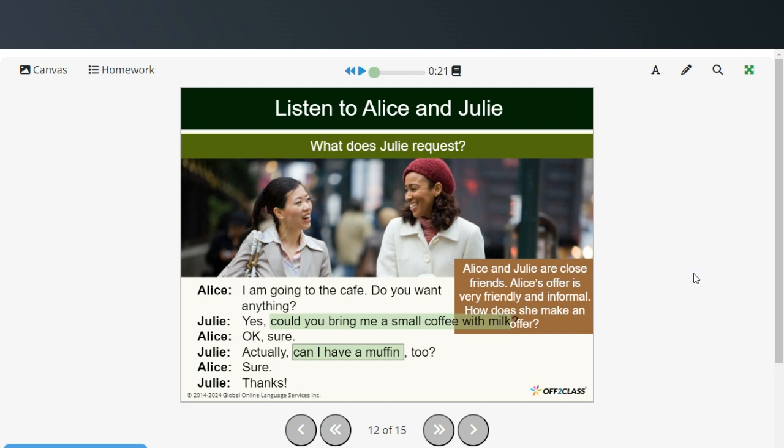Alright, so Alice and Julie are close friends. So Alice's offer is friendly and informal. And so how does she make the offer? She says, "Do you want anything?"